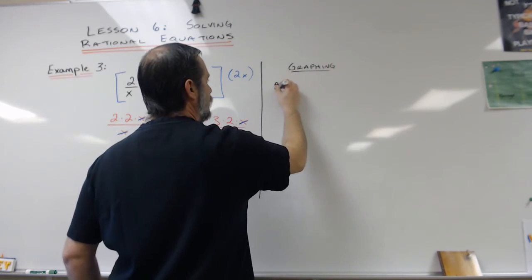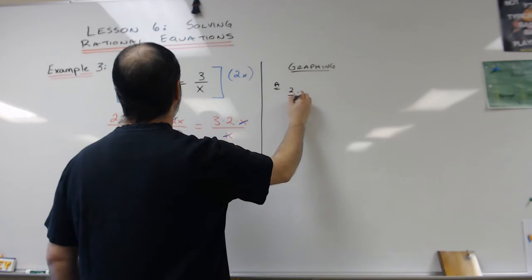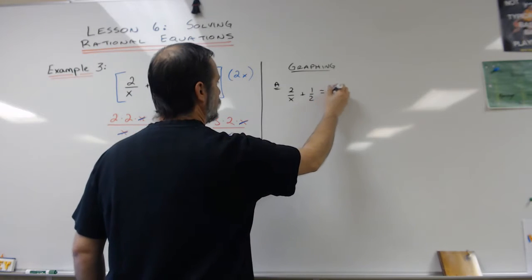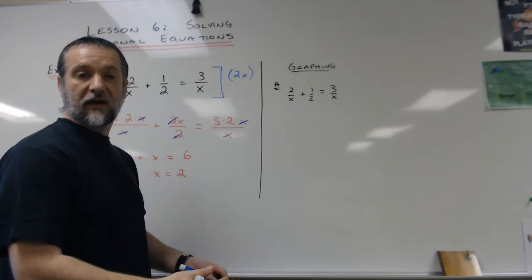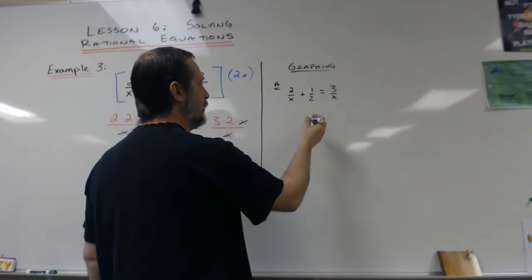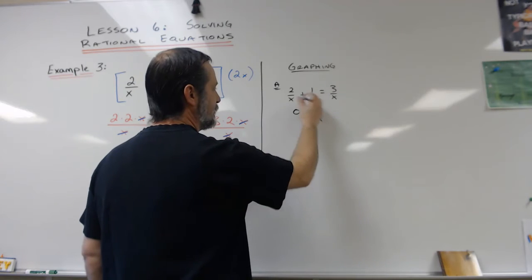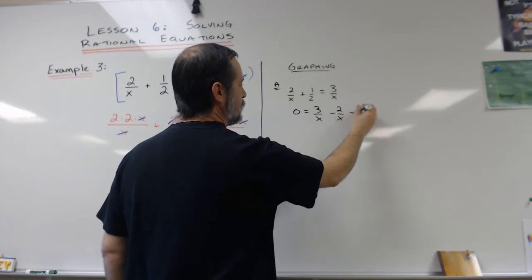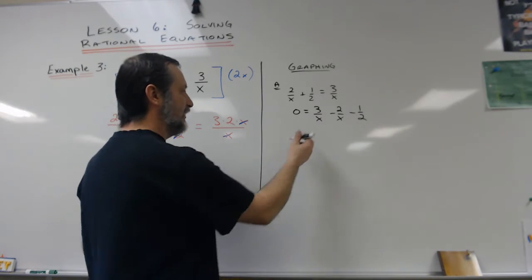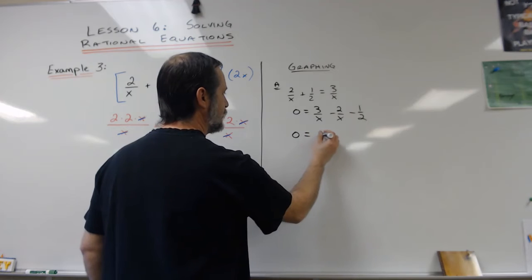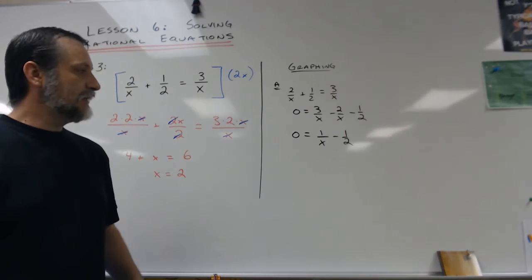so option A, of course, is going to be the way they said. Okay, we had 2 over x plus 1 over 2 equals 3 over x. They said turn this equation into a 0, graph it, and look for the zeros. So if I leave this as 0, I have 3 over x, subtract 2 over x, subtract 1/2. So I just moved everything to the right side. I can simplify, common denominator there. So 0 equals 1 over x minus 1/2. So that's option A, right?